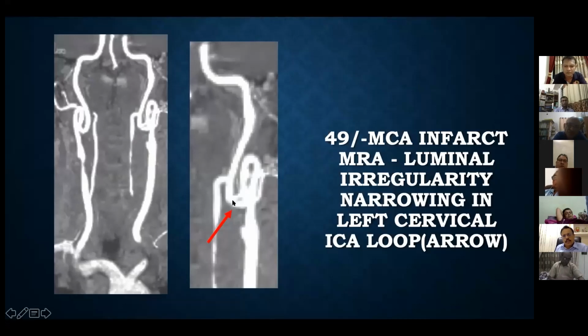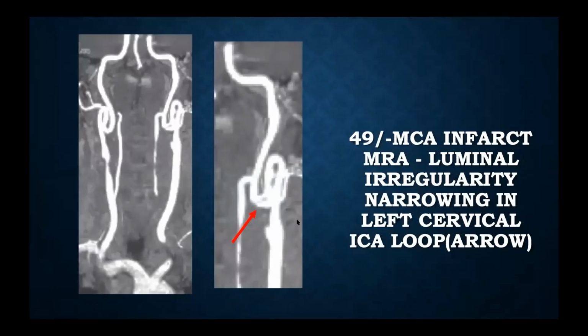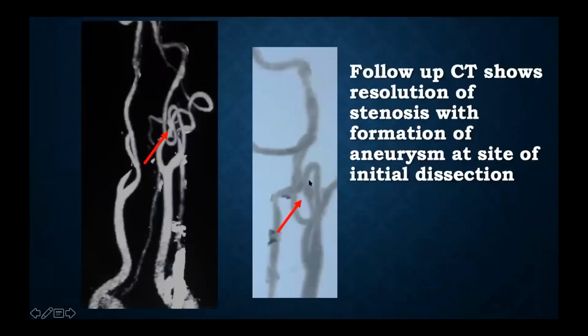And in most of these patients, the area of involvement is much more than what you see. This patient on follow-up, what you can see, the artery has now opened up. In this area, it is healed. But in this area, on follow-up, it has developed a small aneurysm. So that means the whole area was actually dissected, which we couldn't see before.